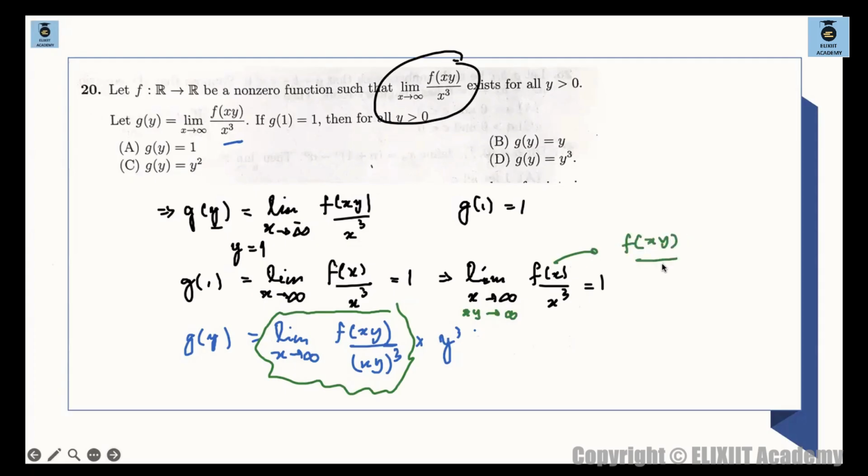F of xy divided by xy whole cube, this will not matter. This will still tend to infinity. Since xy, this limit will still become 1, because as x tends to infinity, xy also tends to infinity. So this limit will still become 1.